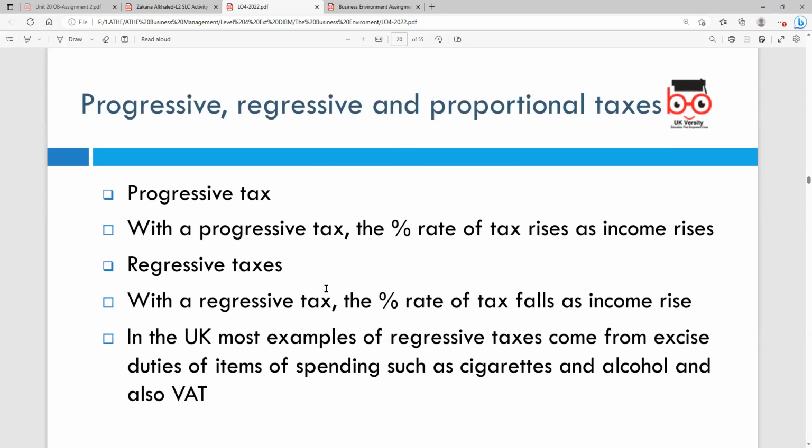Progressive tax is when the percentage of tax rises as income rises. A regressive tax is one where the percentage of tax falls as your income rises. With the progressive tax, your tax increases as your income increases. Most of the taxes in the UK come from excise duties and from VAT. In the UK, most of these regressive taxes come from VAT and duties on alcohol, drinks, petrol and so on. So that's very important to know.